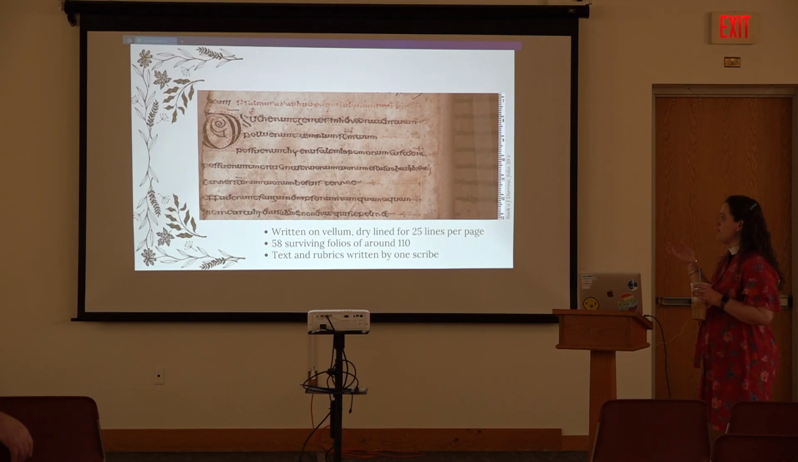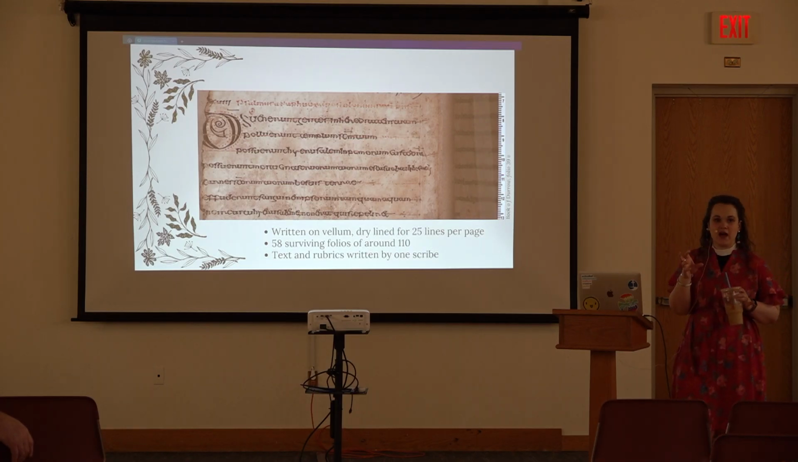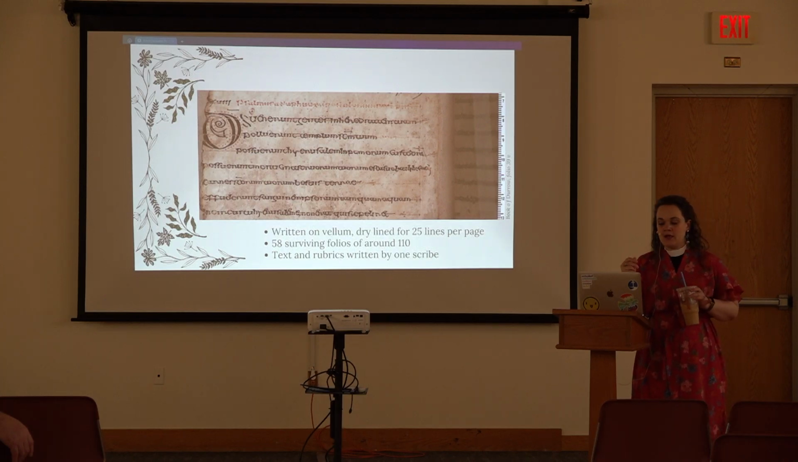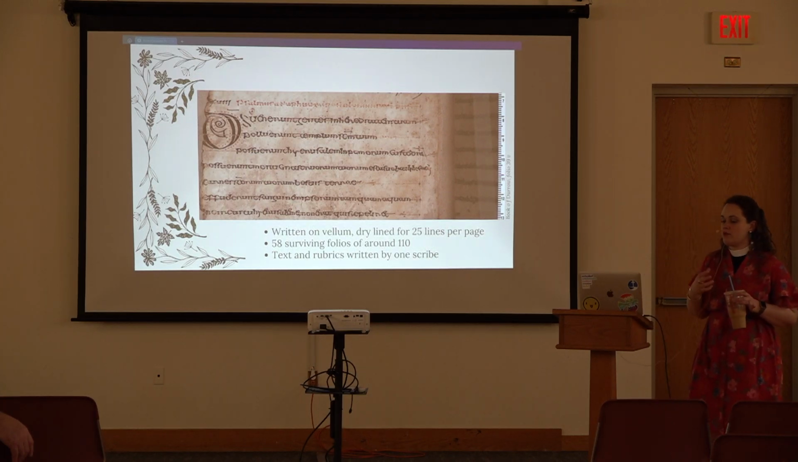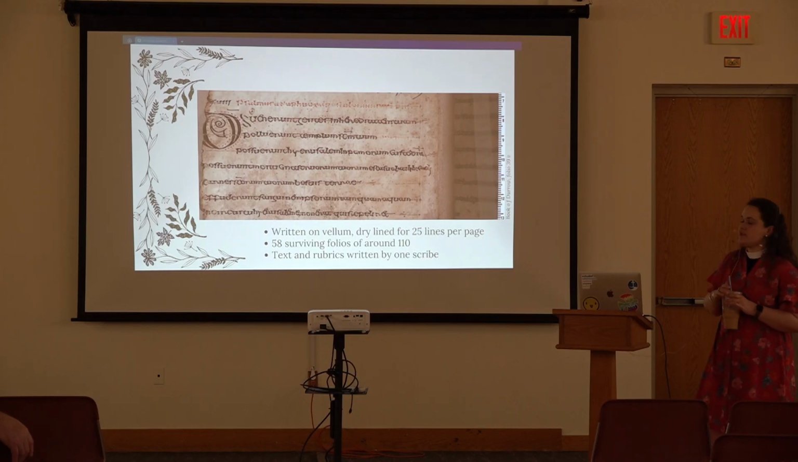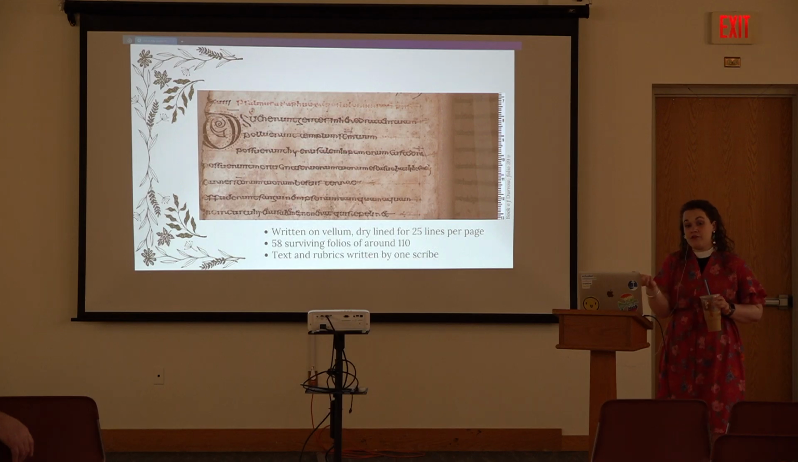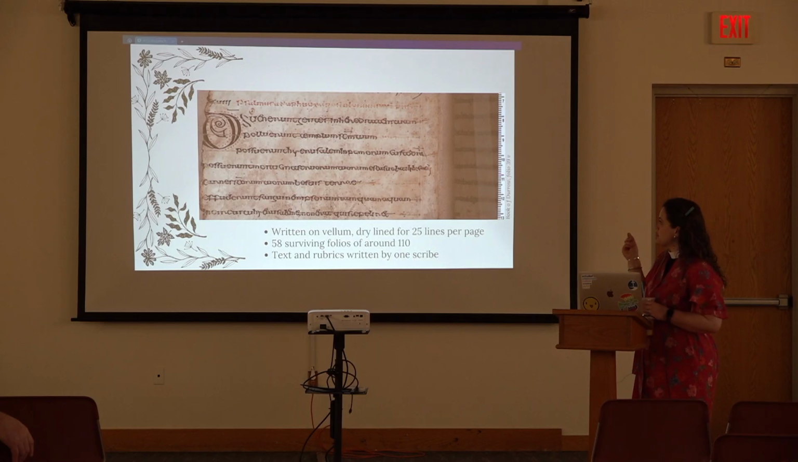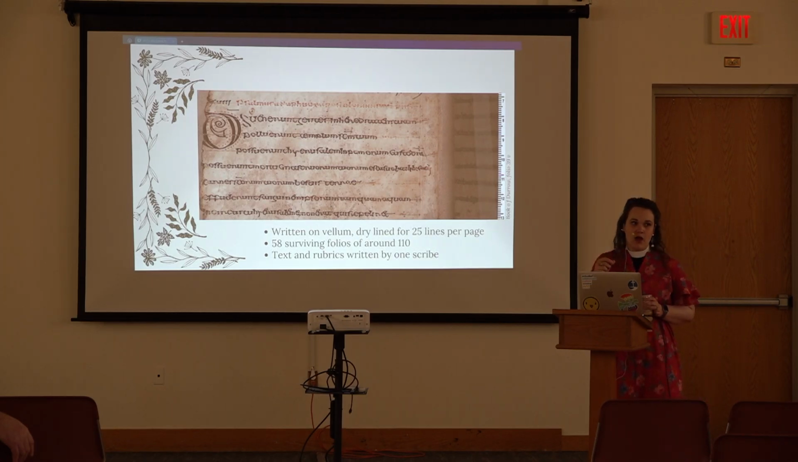Of this book, about 58 of the folios have survived out of 110. So about half is still remaining. And as we saw in the previous image, a lot is missing right around the edges, but for its age, pretty well intact. The text of the Psalms and the rubrics related to them would have been written by the same scribe. So that's not a place where that division of labor would have come in. The red text at the top, we can assume, is a rubric related to the Psalm.